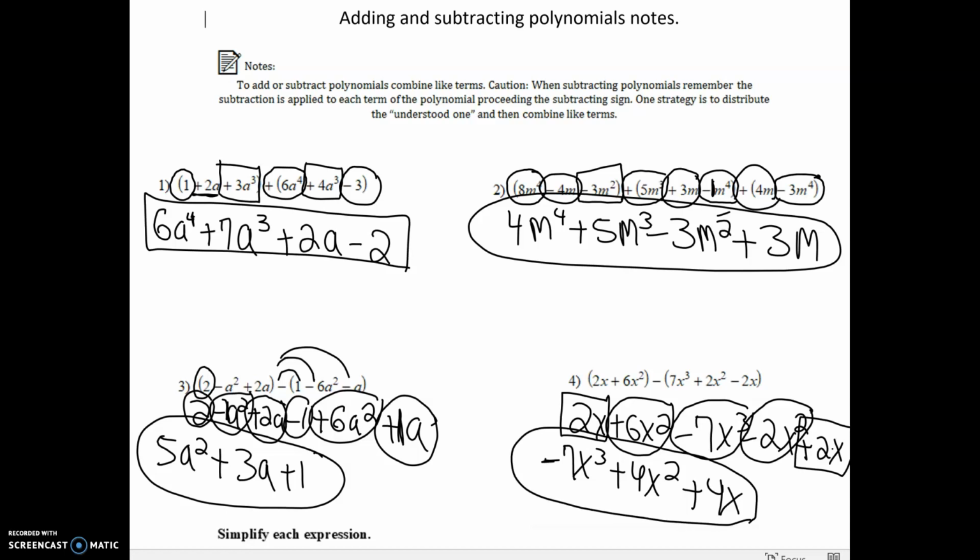Okay? What I would like you to do is do the remaining problems on the bottom. And then I'm going to have you check them and you can send them to me like we've been doing. Okay? Thank you.